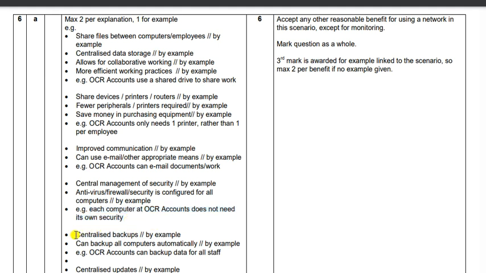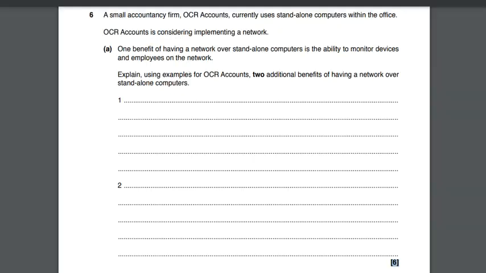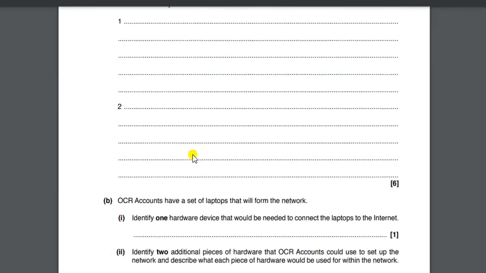Then we have that centralized backup facilities can be utilized, and an example of this is that the OCR Accounts backs up its data for all the staff. So these are many reasons which you can give. Out of these you have to give any 2 reasons. Now let us look at the next part of the question.